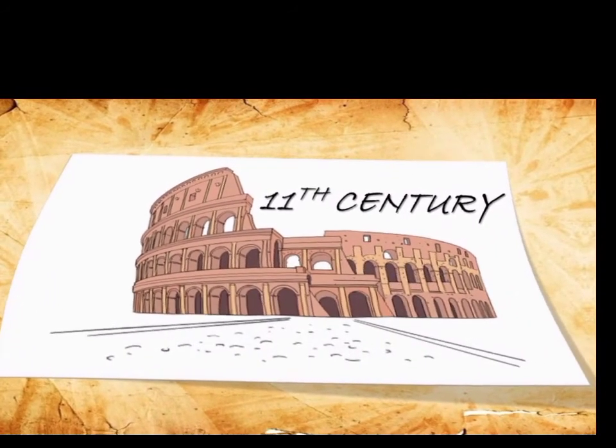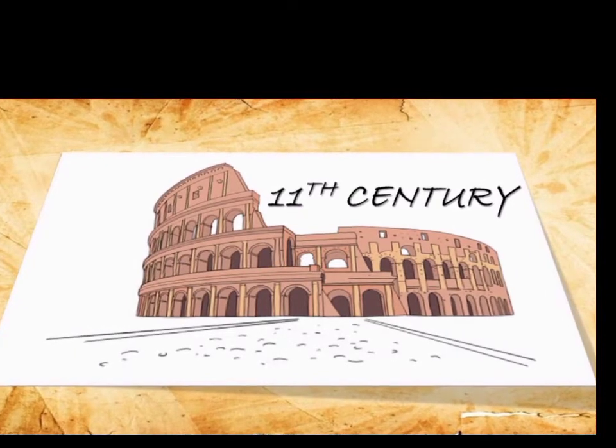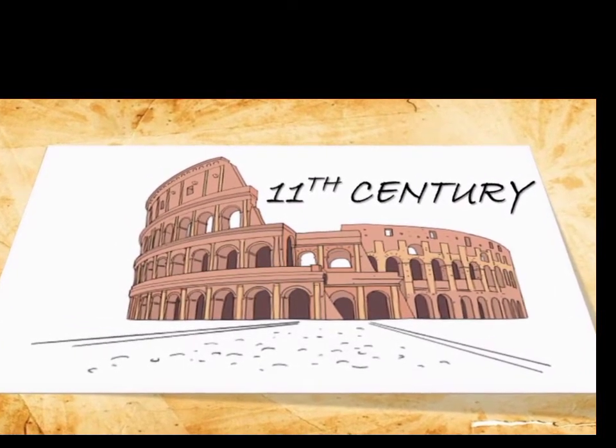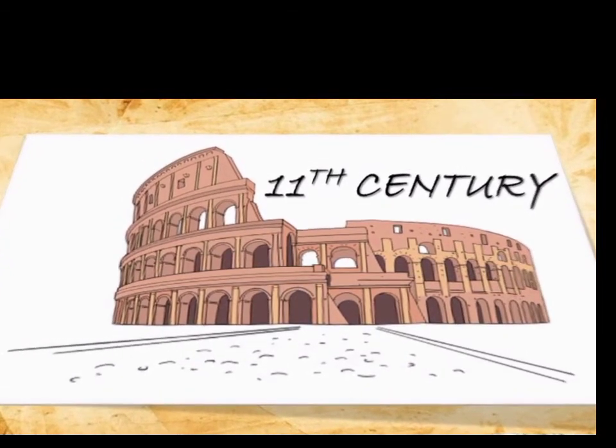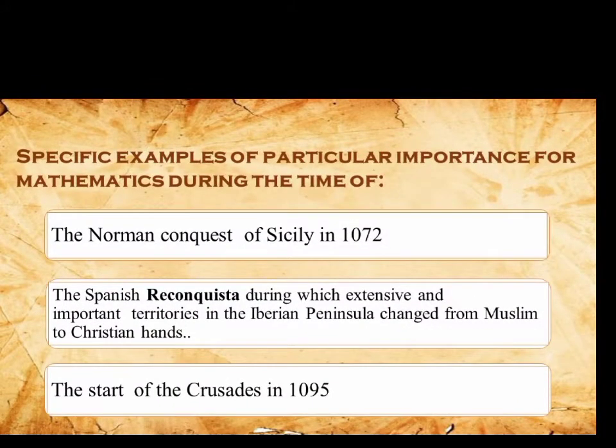During the second half of the 11th century, some important political developments helped raise European consciousness of ancient Greek mathematical work and the more recent advances by Indian and Arabic mathematicians. Specific examples of particular importance for mathematics were the Norman conquest of Sicily in 1072, the Spanish Reconquista, during which extensive and important territories in the Iberian Peninsula changed from Muslim to Christian hands, and the start of the Crusades in 1095.